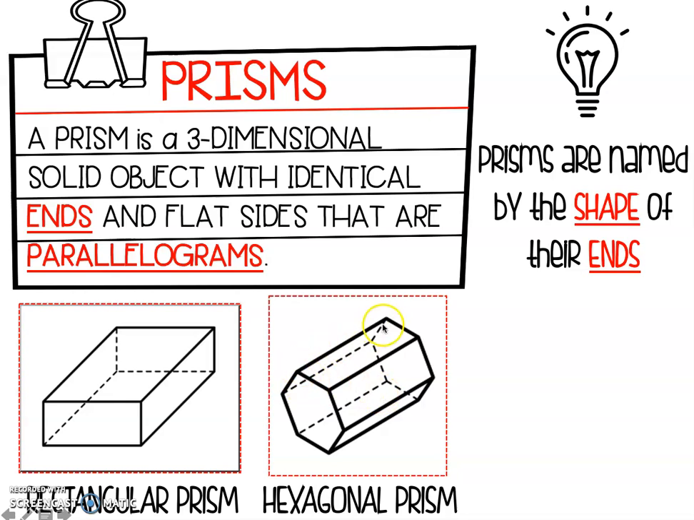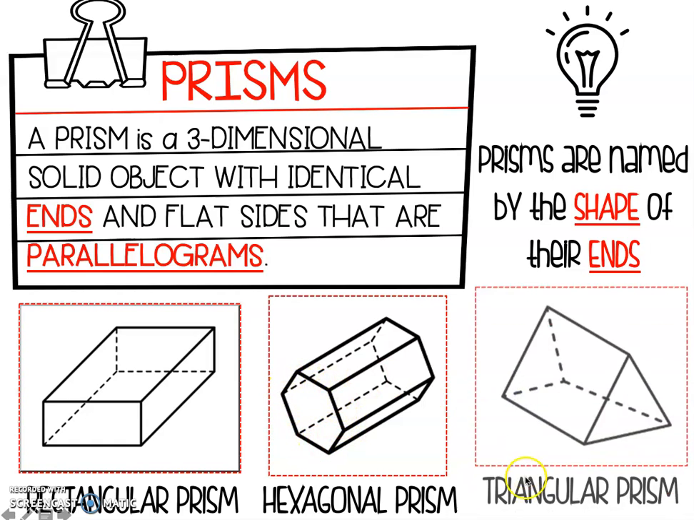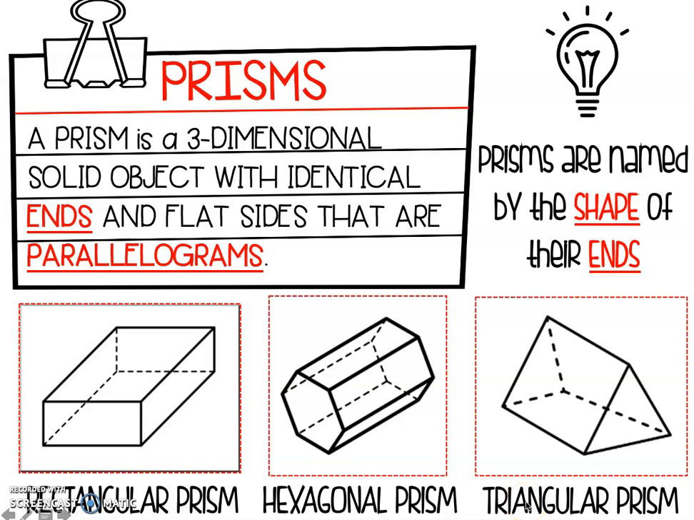It's a prism because it has those sides that are rectangles, and it's a hexagonal prism because it has 2 hexagonal ends. Okay, this is a triangular prism. Now, you'll notice it's got its rectangular sides. That's what makes it a prism, but it has 2 triangular ends.